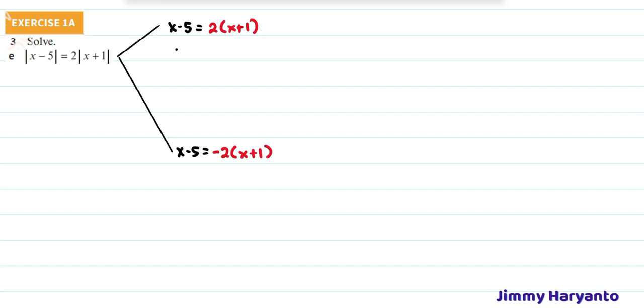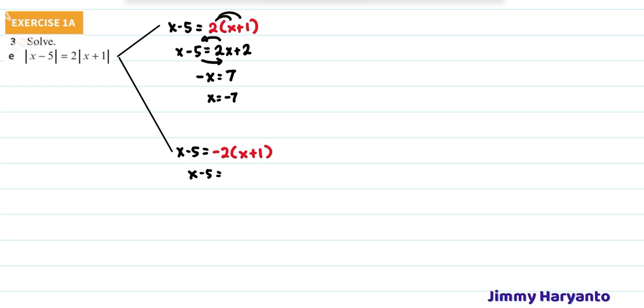And then you have to simplify the right hand side first. Like you input the 2, you'll have 2x plus 2, and then solve it using algebra. You'll have negative x equals to 2 plus 5 equals to 7, so x equals to negative 7. And then this one, x minus 5 equals to negative 2x minus 2, and then you'll have 3x right here equals to 3 right there, x equals to 1. Okay, both of them are solutions because this is the third type of equations. You don't have to double check your answer.